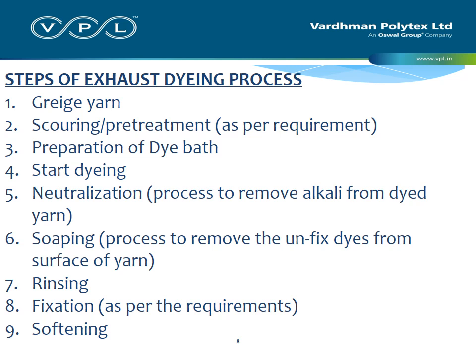Steps for the exhaustion dyeing process. Gray yarn scouring and pre-treatment as per requirement. Preparation of dye bath. Start dyeing. Neutralization process to remove alkali from dyed yarn. Soaping process is to remove unfixed dyes from the surface of yarn. Rinsing, fixation as per requirement. Softening.